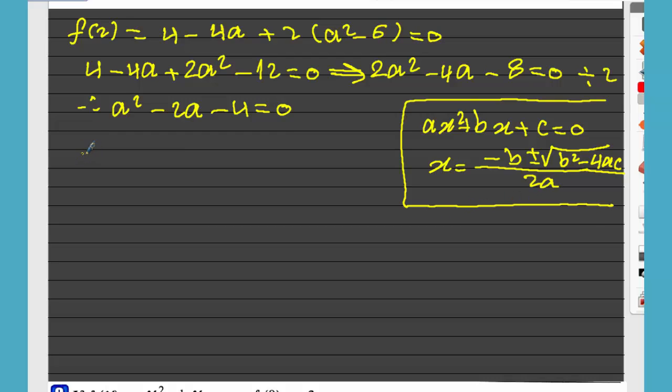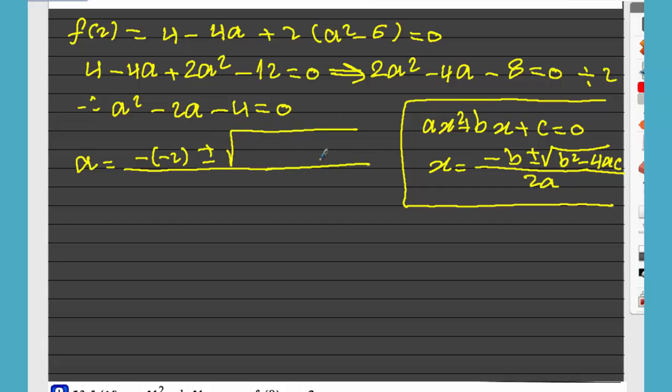It will be a equals negative b, negative coefficient of x, positive or negative square root of b squared, which is negative 2 squared, minus 4ac. Here a is the coefficient of the a squared, which is 1. Negative 4ac like this, and c equals negative 4, over 2a. What is the value of a in this equation? It is 1.